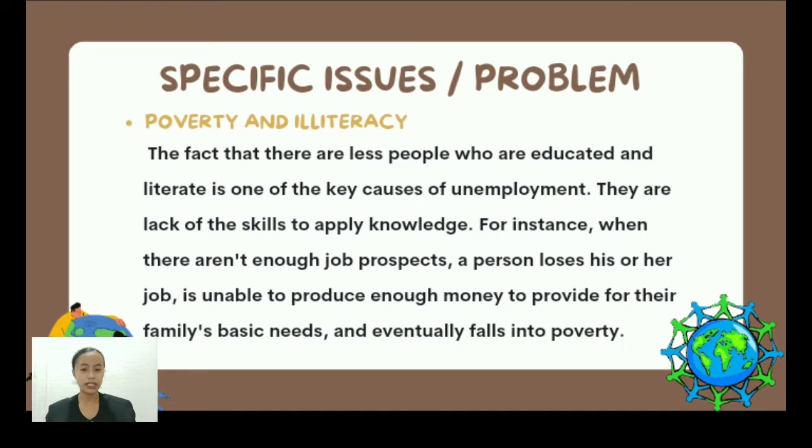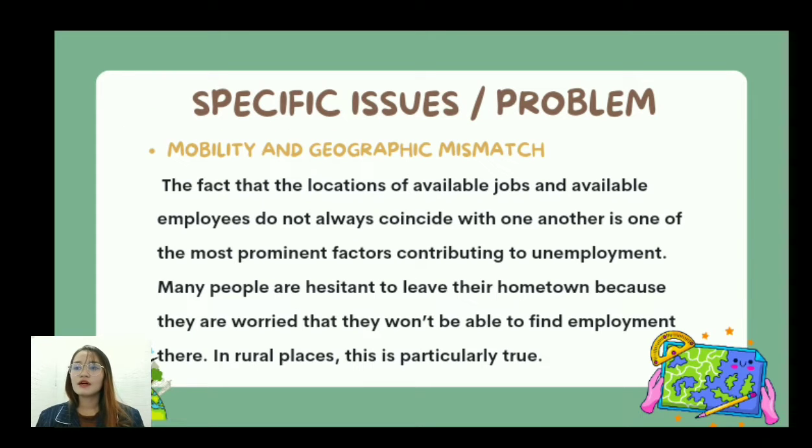So, next is the mobility and geographic mismatch. The fact that the location of available jobs and available employees do not always coincide with one another is one of the most prominent factors contributing to unemployment. Many people are hesitant to leave their hometown because they are worried that they won't be able to find employment there. In rural places, this is particularly true.